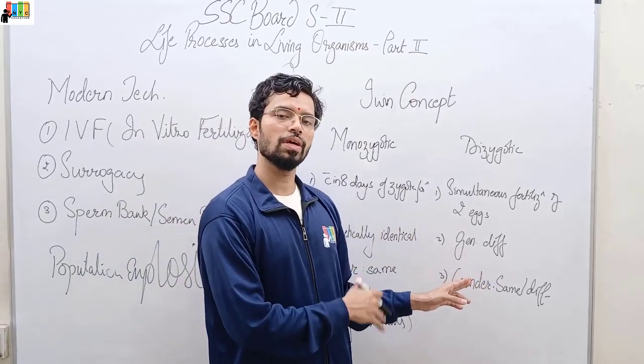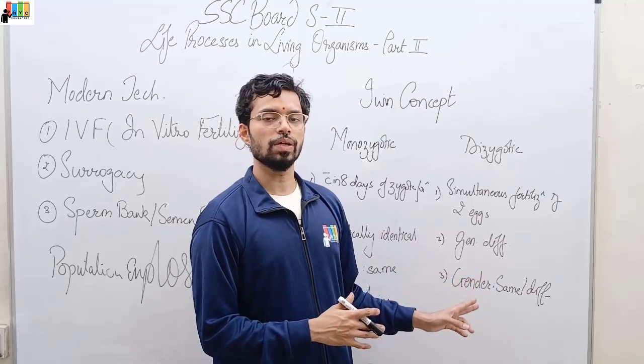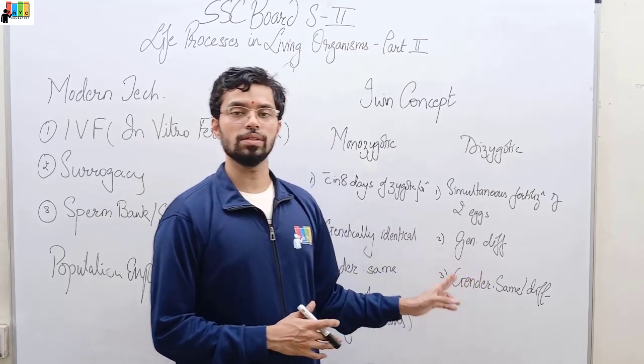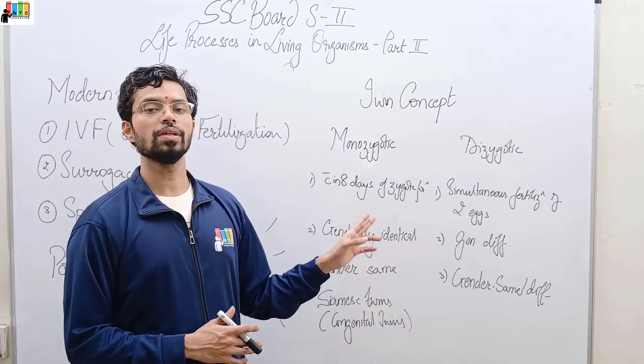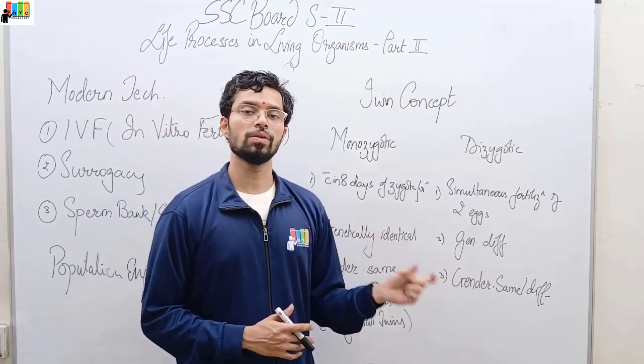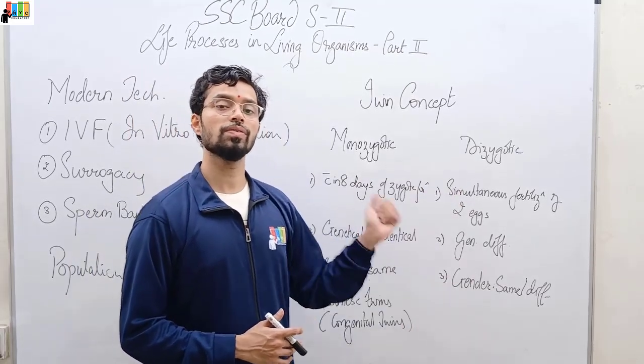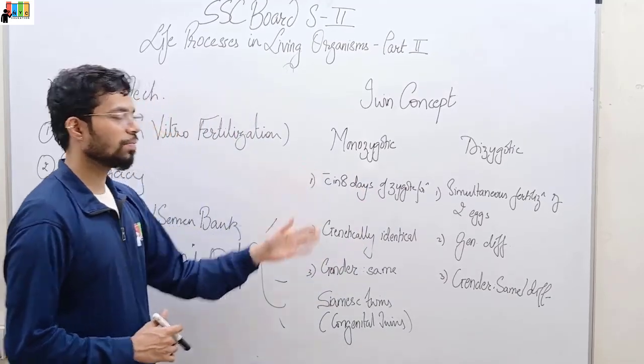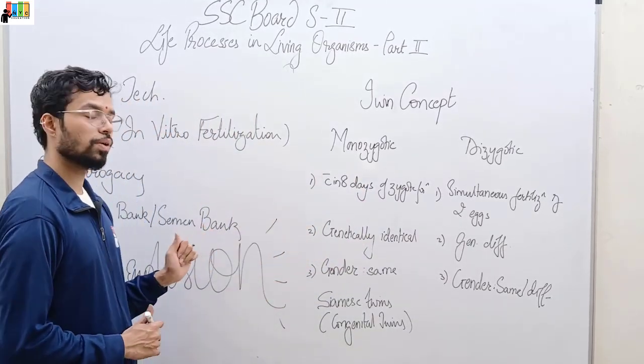Since they are different, they may or may not have the same gender. So even if there are 2 male children born or 2 female children born, their genetics is essentially going to be different. So this is the concept of dizygotic. Always remember it as a difference, so it is easier for you to remember.